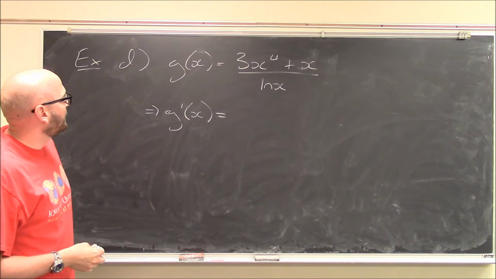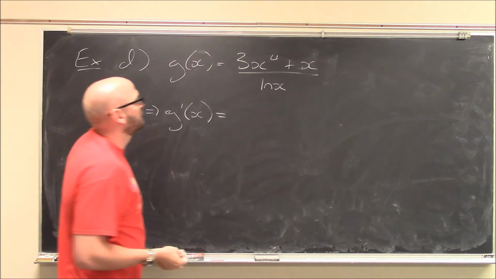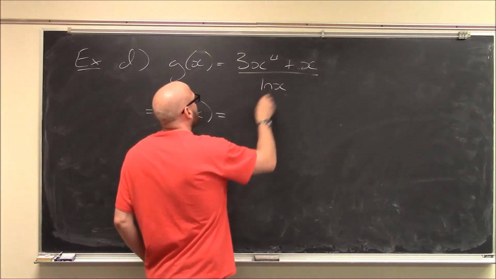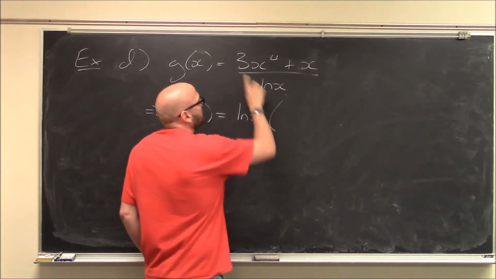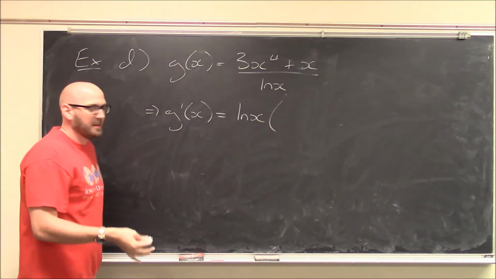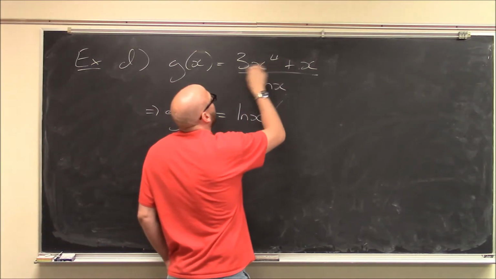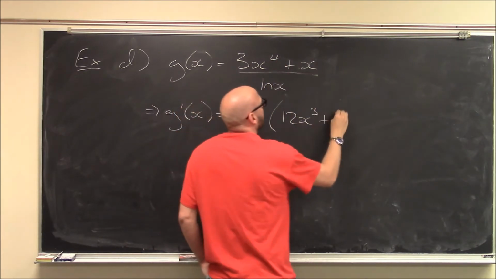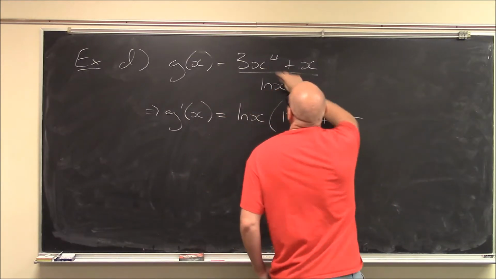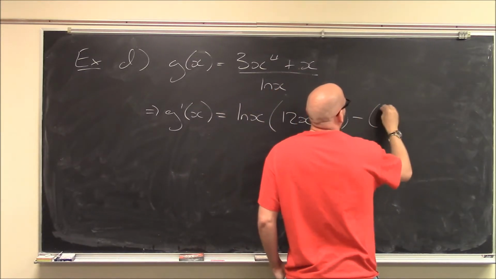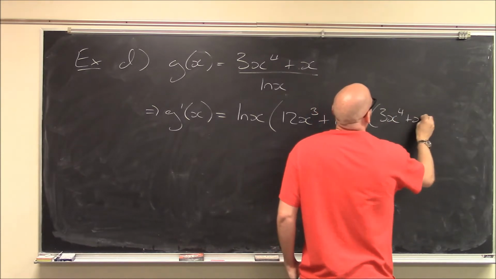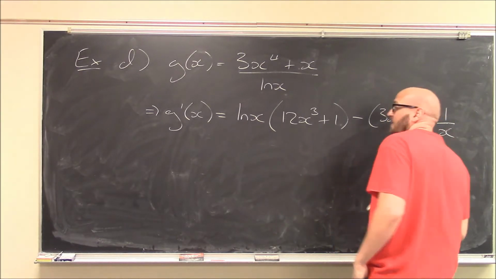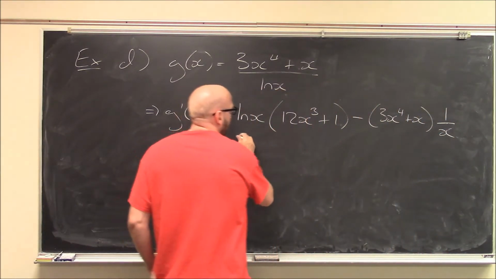What do we have? Well, it's a quotient, right? First and foremost, it's a quotient of functions, so the derivative should be computed using the quotient rule. It's going to be low d high, bottom times the derivative of the top, and these derivatives aren't bad, so let's just compute them on the fly. Derivative of the top is going to be 3 times 4 is 12, x cubed, plus derivative of x is plus 1, minus the top, 3x to the 4th plus x, times the derivative of the bottom, derivative of natural log of x. Using our formula, it's 1 over x.